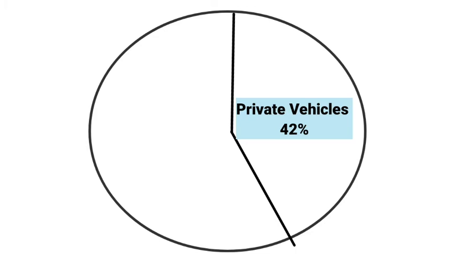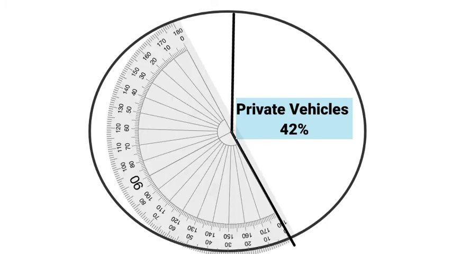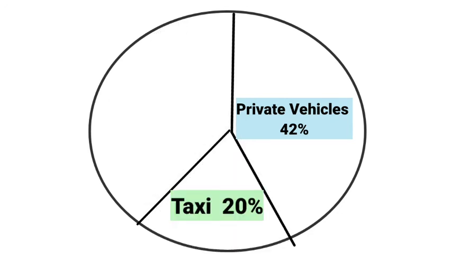Now, the new line which you have taken will be taken as a baseline so that you can make another angle. So this will be for the taxis. You have already made private vehicles. Now you will use it as taxi, which is 20%. So you have to take 72 degrees, right? Draw the angle of 72 degrees. So this is your taxis proportionate angle.